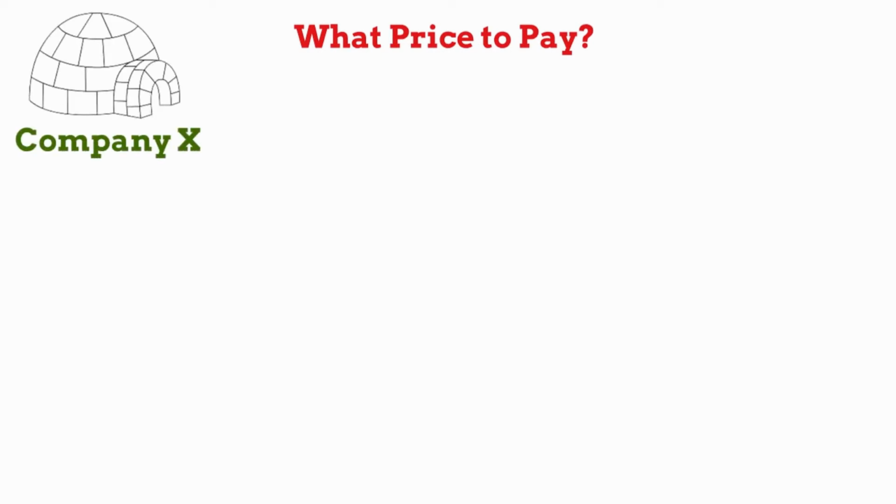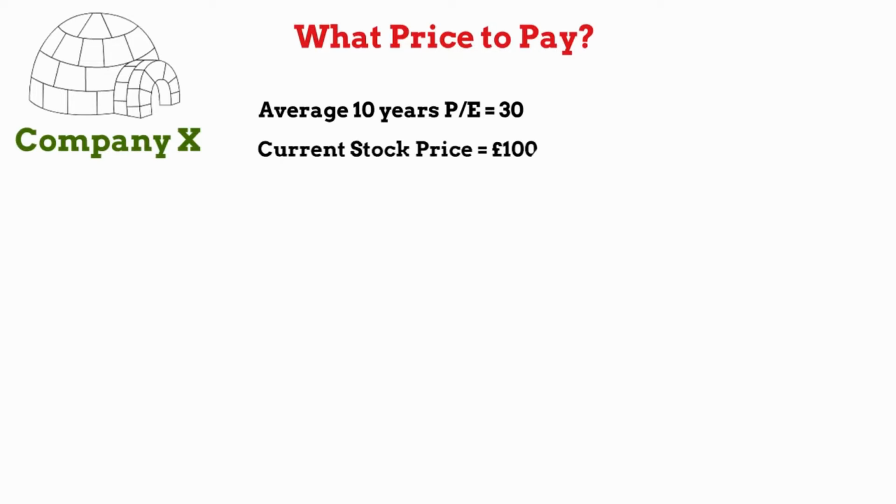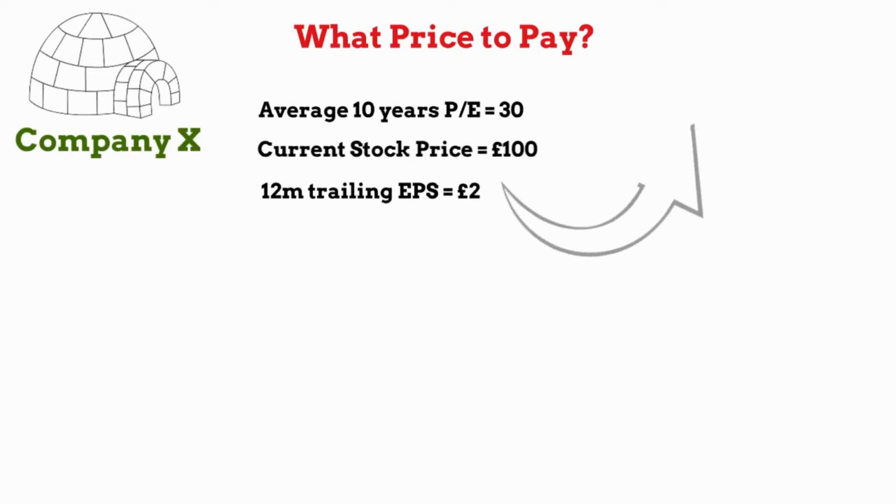So this brings me to a really important question: what price should you pay for a company stock using a PE ratio? Say that while looking at the past 10 years of PE for company X, you realize that on average, going forward, the company should maintain its PE ratio at 30. The company's current stock price is £100 and its recent 12 months trailing EPS is £2. This gives us a current PE ratio of 50. And this means that the company is currently overvalued since 50 is above 30.